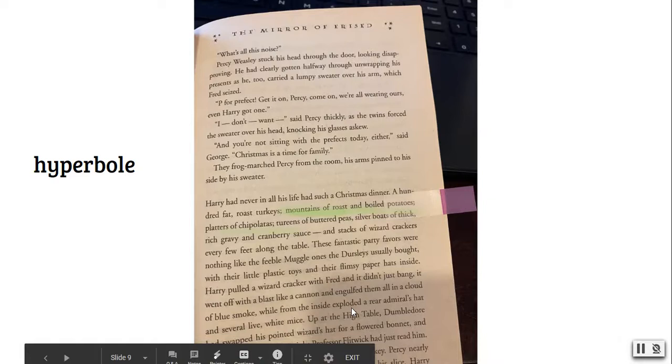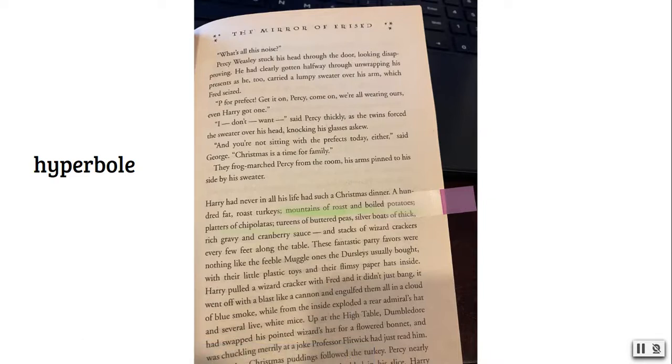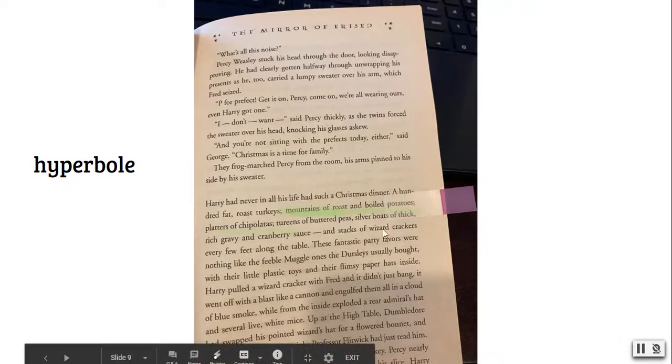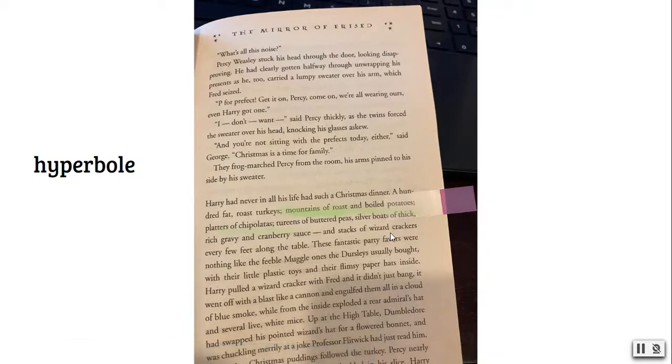We have hyperbole. Hyperbole is a very large exaggeration. This is where Harry is entering the Great Hall for Christmas dinner, and he sees 100 fat roast turkeys and mountains of roast and boiled potatoes. Now, I would love to see a mountain of roast or boiled potatoes, but you know that's not really a mountain, right? It's a huge exaggeration, and hyperboles are fun because they're just a great way to make your meanings a little more powerful.